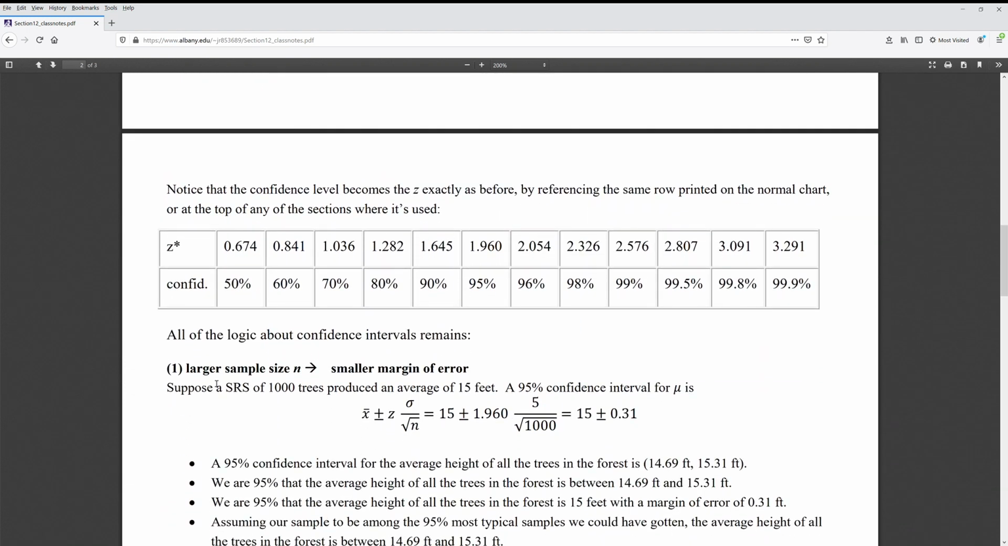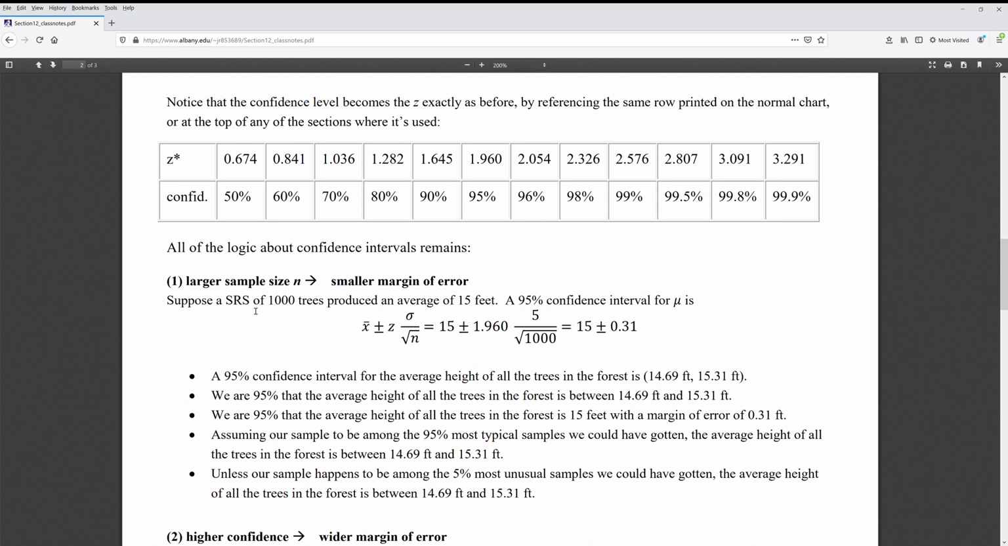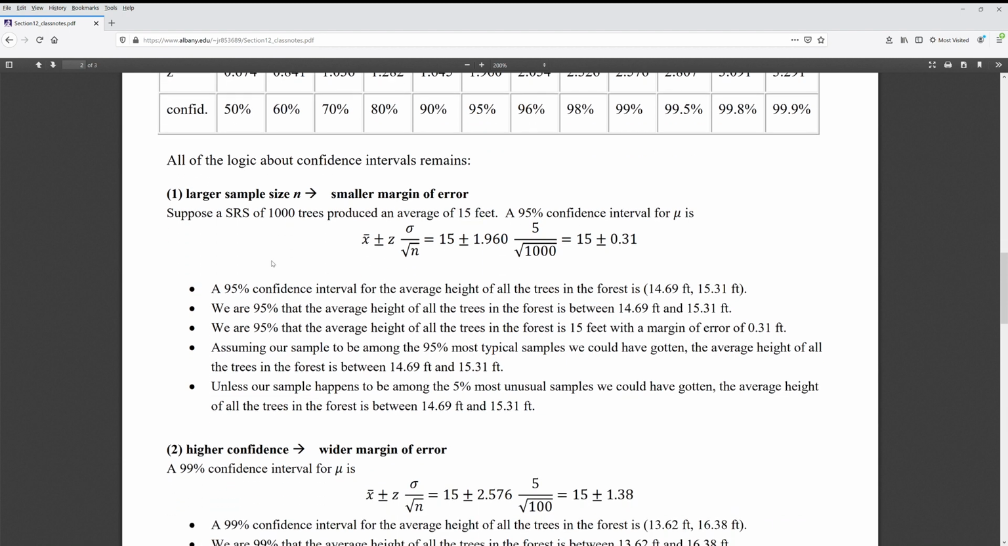So, back to our point, a larger sample size will produce a smaller margin of error. For the sake of argument, we'll do a sample of size 1,000 and get an average tree height of 15 feet. Now, bear in mind, if we pick 900 more trees, we're not going to get the same average from the sample, but for the purposes of comparison. Bottom line, we have 1,000 on the bottom line instead of 100, and that makes it all the much smaller. Instead of 0.98, it's now 0.31.